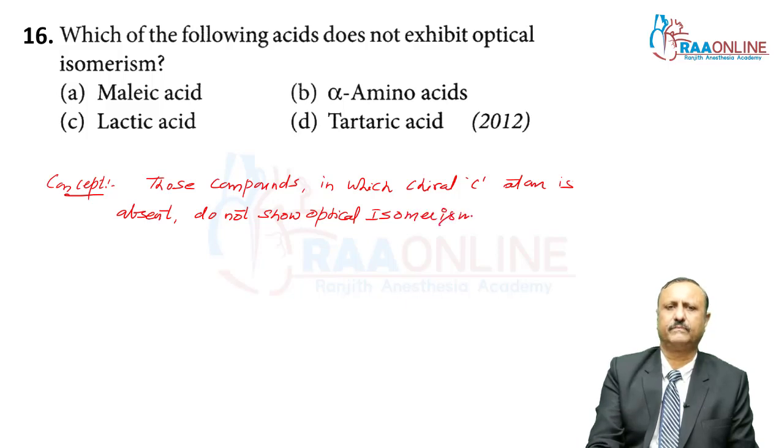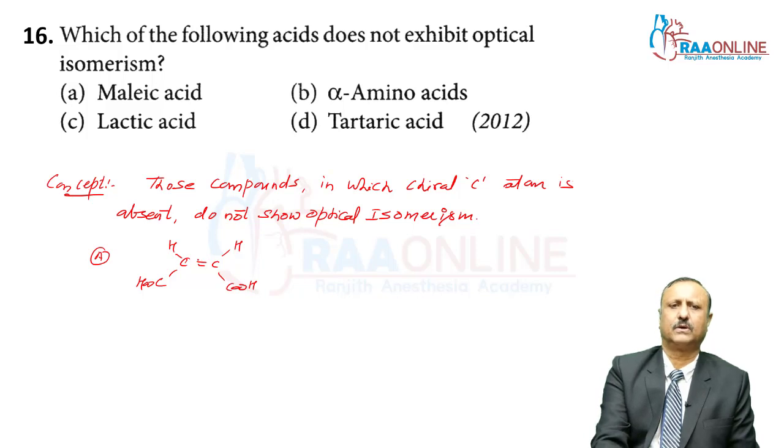Here, my dear students, when we see the name of the compound, first of all you write the structure. Malic acid is C double bond C, H, H, C double OH and C double H. It means a double bond is present. So, it shows geometrical isomerism, but it does not show optical isomerism.